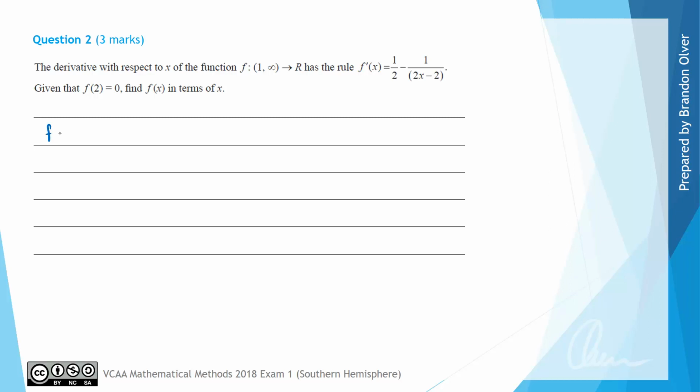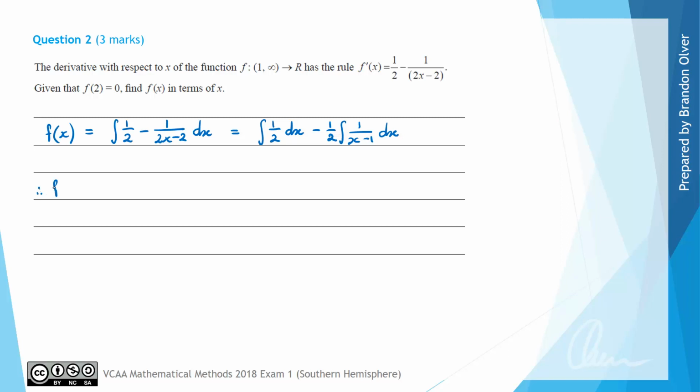So if we want to find f of x, given that we know its derivative, we can integrate. So we're going to integrate a half minus 1 on 2x subtract 2 with respect to x. And that can be evaluated as the integral of a half dx minus a half times the integral of 1 on x subtract 1 dx.